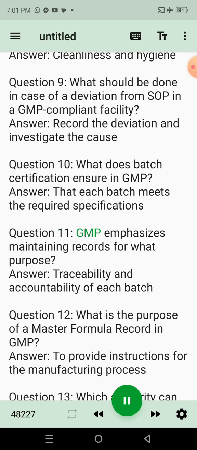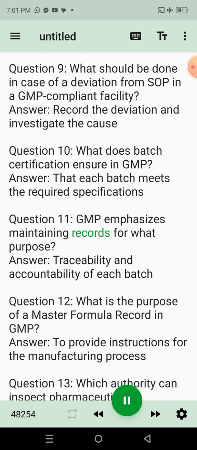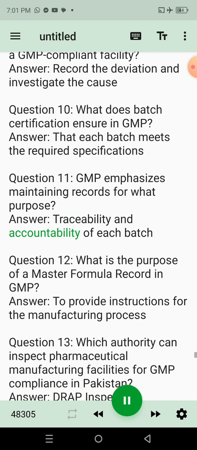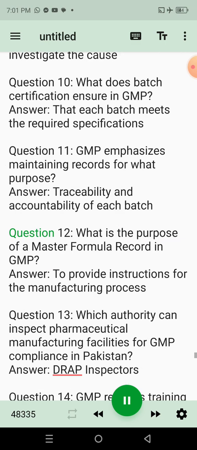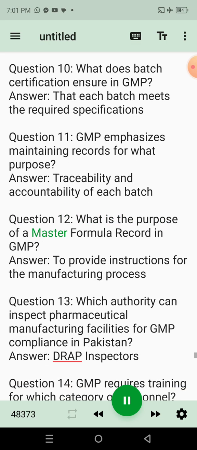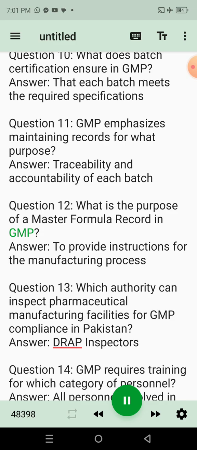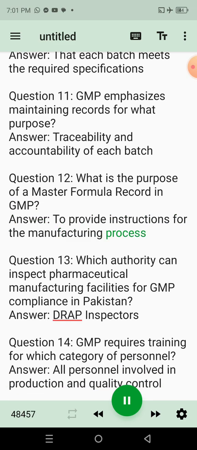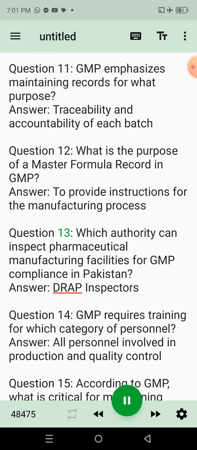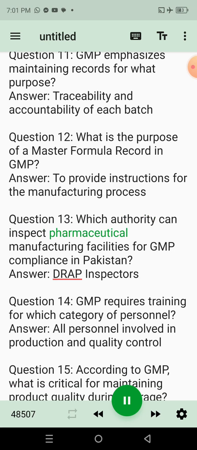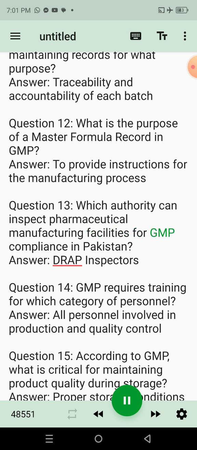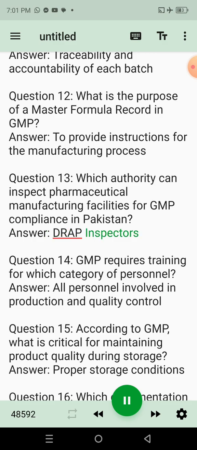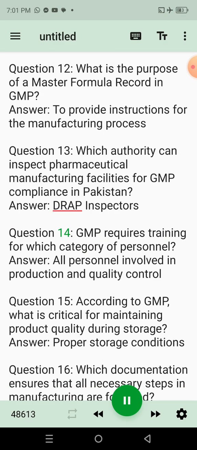Question 11. GMP emphasizes maintaining records for what purpose? Answer: Traceability and accountability of each batch. Question 12. What is the purpose of a master formula record in GMP? Answer: To provide instructions for the manufacturing process. Question 13. Which authority can inspect pharmaceutical manufacturing facilities for GMP compliance in Pakistan? Answer: DRAP inspectors.